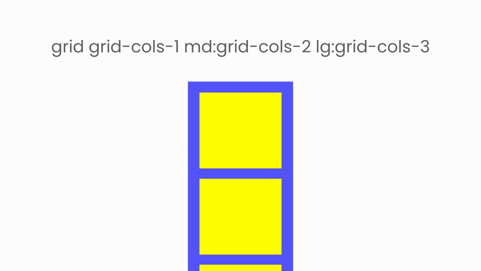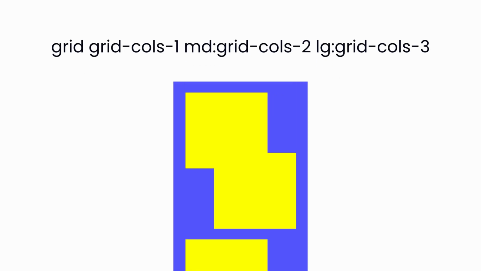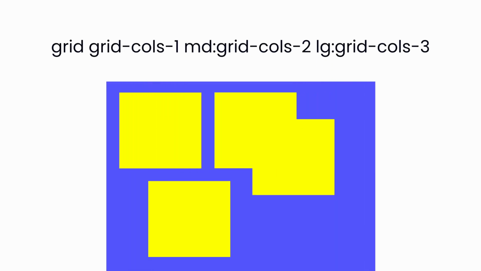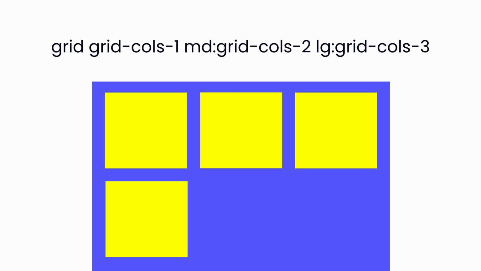With this code, the grid will have one column on mobile, two columns on tablets, and three columns on devices larger than the tablets. This feature ensures your design looks great no matter the device.